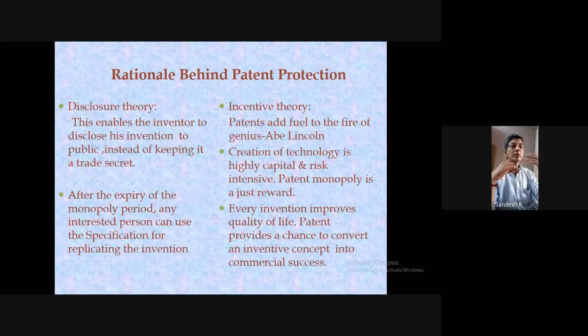Incentive theory: you give, it is adding fuel. Patents add fuel to the fire of genius. So that's what they call it.